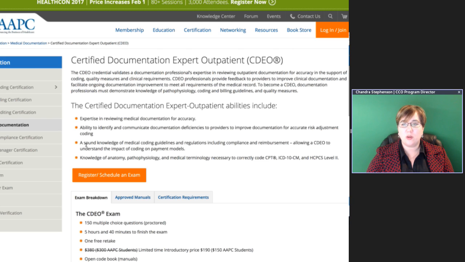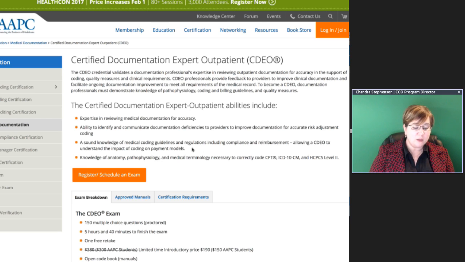Sound medical coding guidelines, regulations, including compliance and reimbursement. So understanding the different payment models, whether they be fee for service, whether they be risk adjustment, what those different impacts are and how the documentation affects our payment under each of those, as well as your typical anatomy, pathophysiology, medical terminology, and then the different coding areas. So it's a little different environment for many of us.